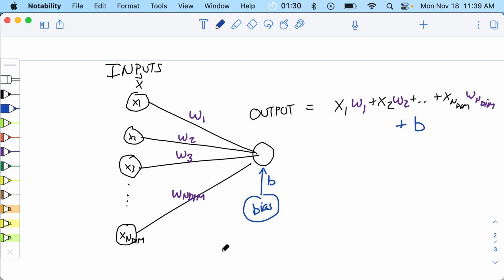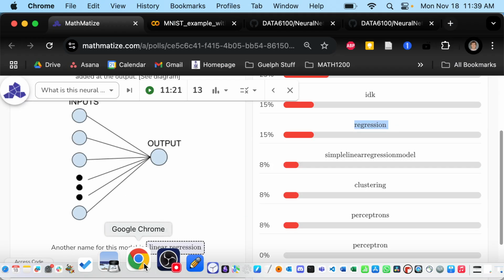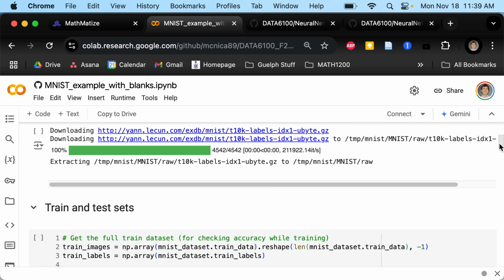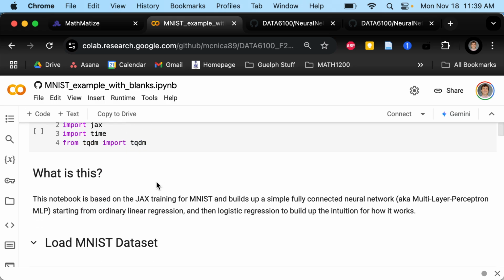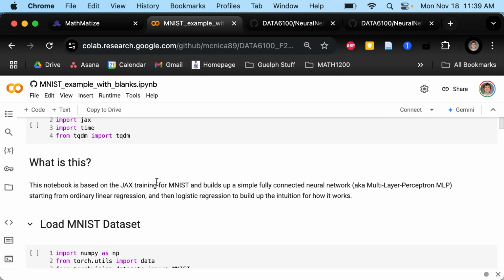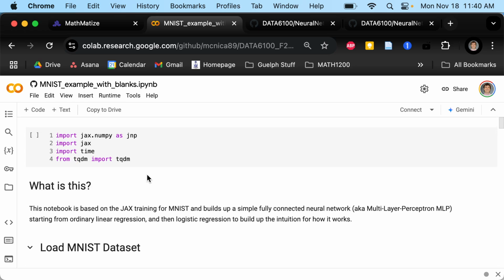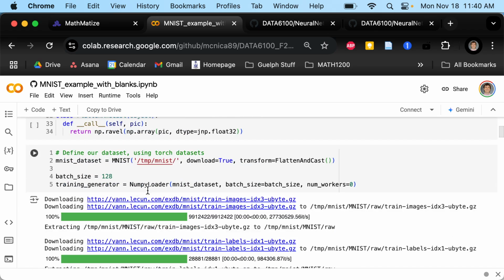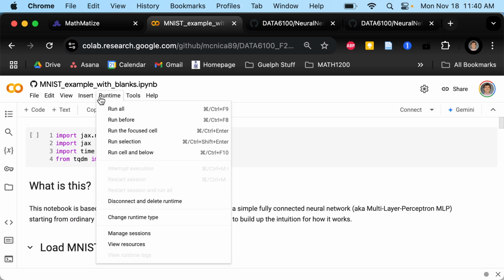And that's what I have in this little example. This is the example with blanks. So we're going to build up. We're going to start with this linear regression. We're going to get more and more complicated, and we're going to get to a very impressive model that gets like 90% accuracy. And the data set I'm going to use is one I showed you earlier in the course. It's called the MNIST data set. Let me run all this.